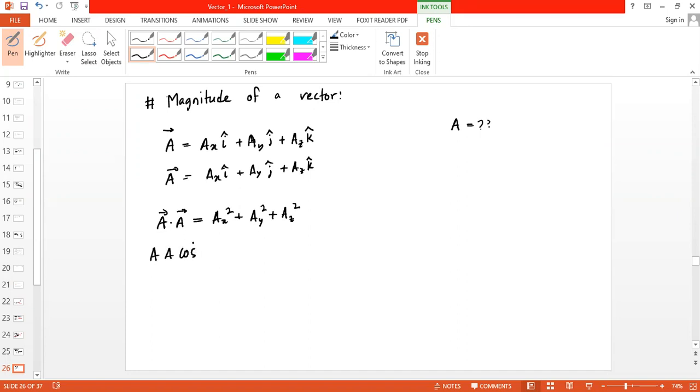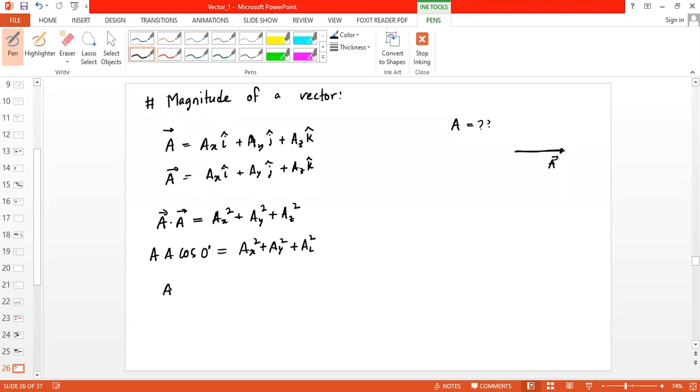What is the angle between A and A? Can you tell me? Zero. That should be 0, because one vector is along this way, and the other vector, A, should be along the same direction. So the angle between them is 0, equal to ax square plus ay square plus az square.